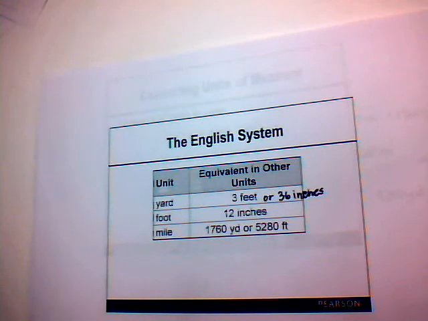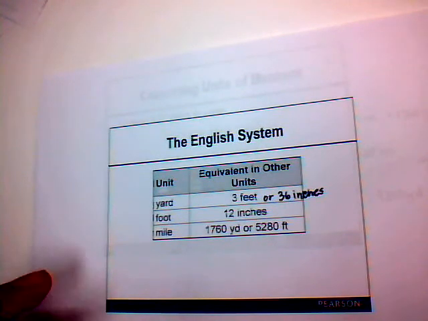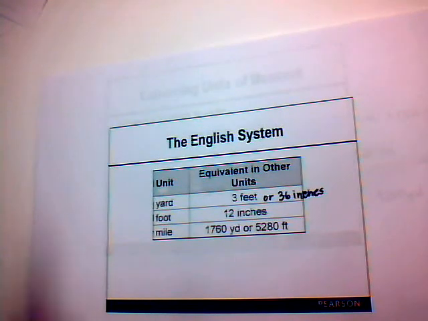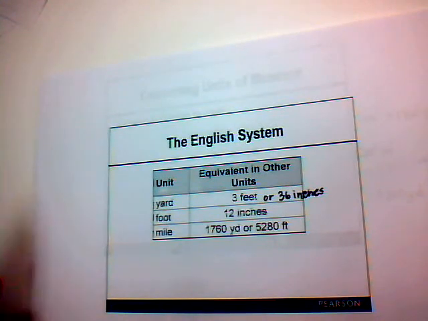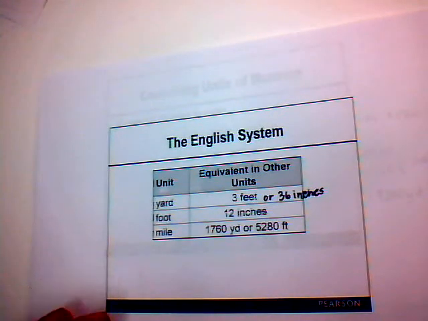Now, in this case, 1 yard can also be equivalent to 36 inches, simply because 1 foot is equal to 12 inches. So 3 times 12 inches will be 36 inches. So 36 inches is equivalent to 1 yard. And 1 mile can be equivalent to 1,760 yards or 5,280 feet. The reason is that there are 3 feet in a yard and you have 1,760 yards. Multiply 1,760 by 3 to get 5,280 feet for 1 mile.